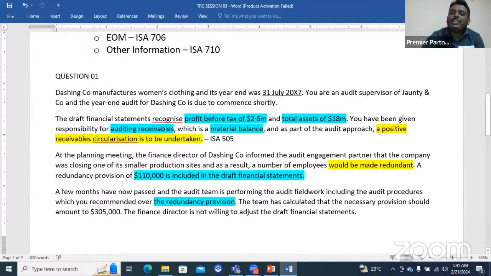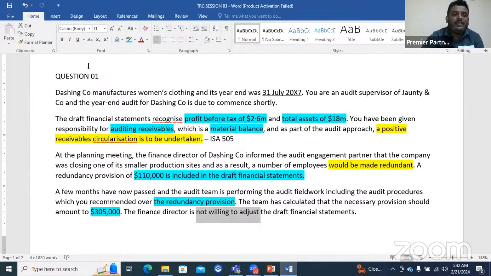And as per the management, it is 110,000. But the audit team calculated it is 305,000. The audit team is telling it should be 305,000. Then the management decided on 110,000 and the finance director is not willing to adjust. And we are telling, no, it's 305, and they are saying, no, it's 110. So what is the core problem here?